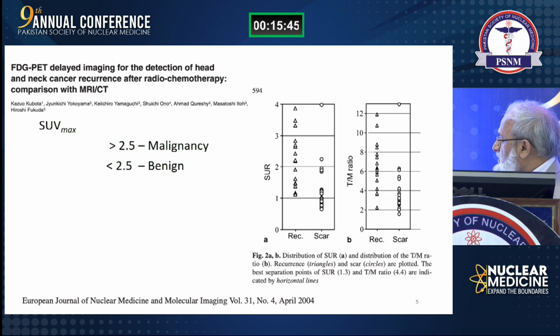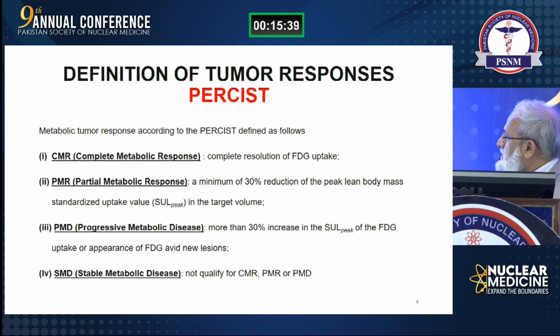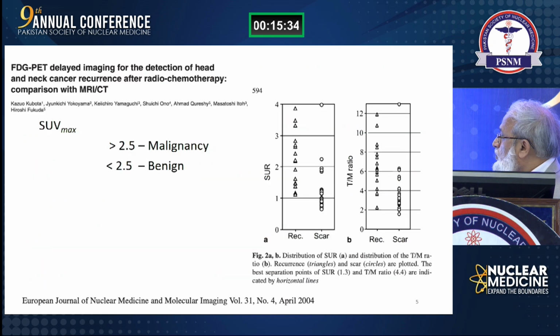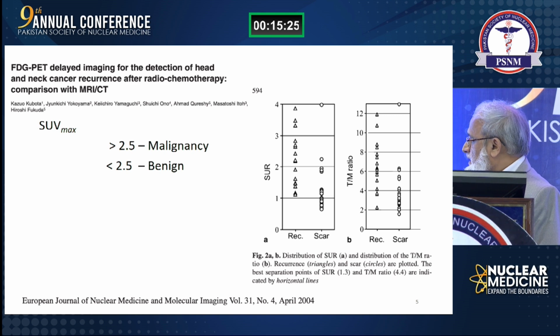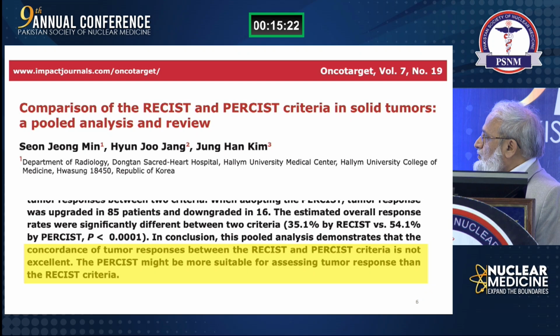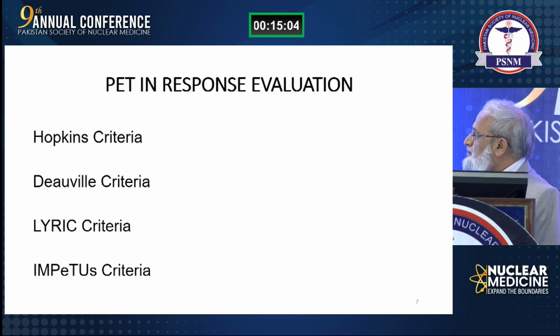And here, if you see the changes in FDG uptake in the scars or recurrence of the disease, there was considerable overlap between lesions that are tumor itself and those that are only residual scars. So, comparison of RECIST and PERCIST criteria. It is now known that the concordance of responses between them is not excellent, and PERCIST may have much more advantage as compared to RECIST or radiological criteria.